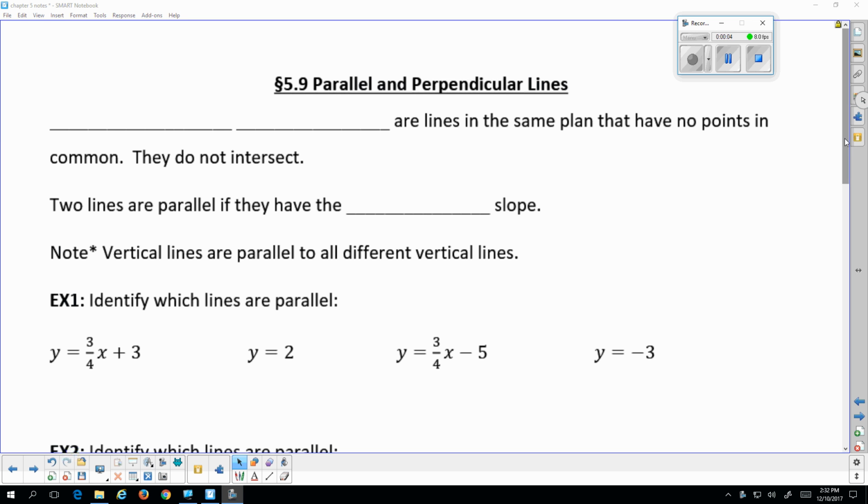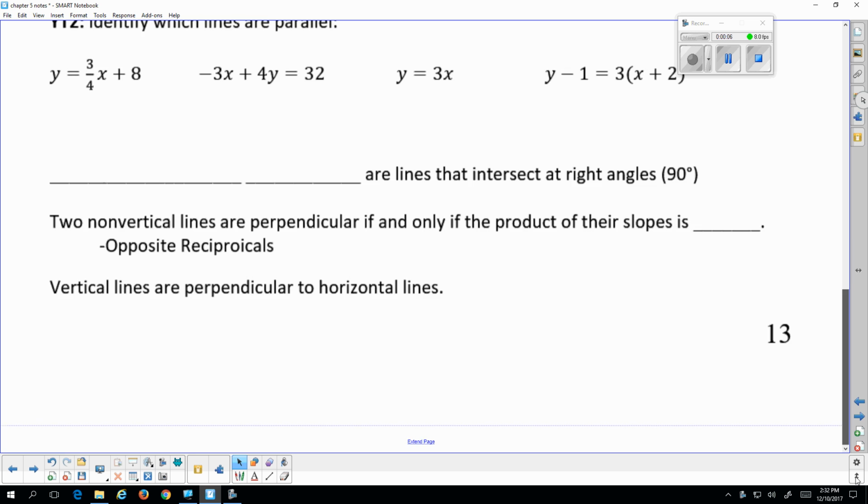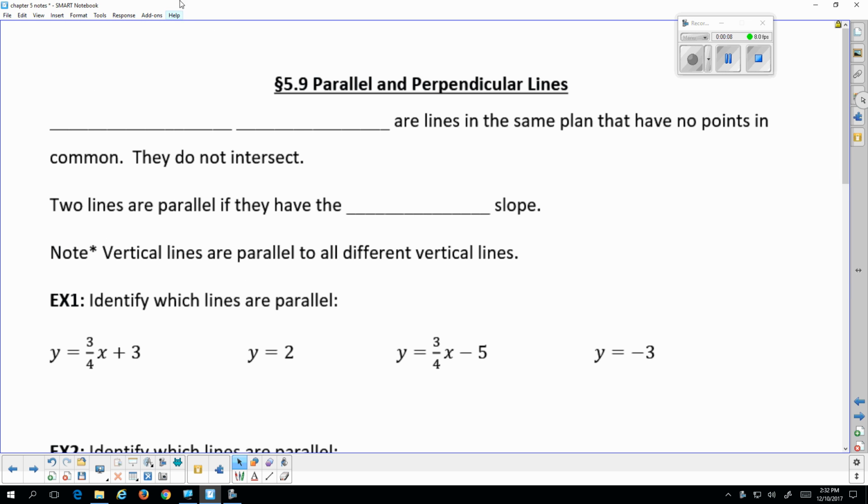Parallel and perpendicular lines, which is page 13 of your notes. So we're going to talk about graphing parallel and perpendicular lines and writing equations for those lines.